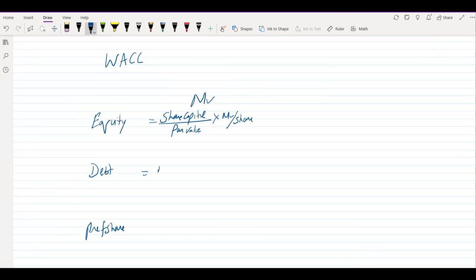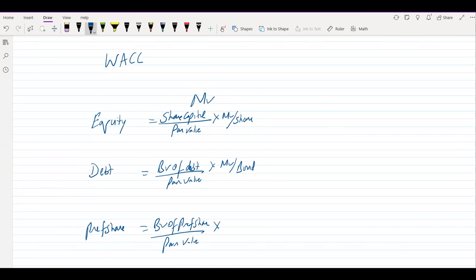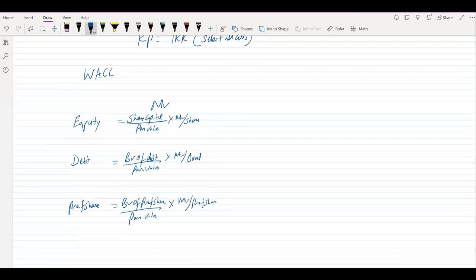Debt: book value of debt divided by par value, into market value per bond. Preference share: book value of preference share divided by par value, into market value per preference share. So calculate the market values, write the cost, and then take the average value.